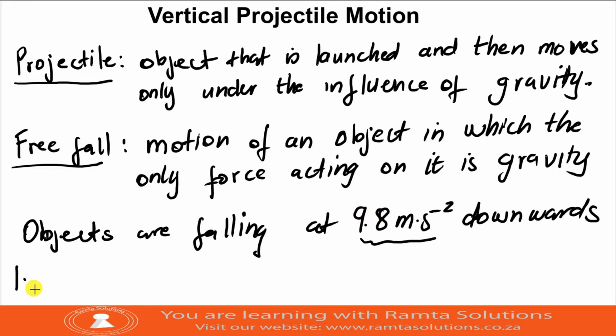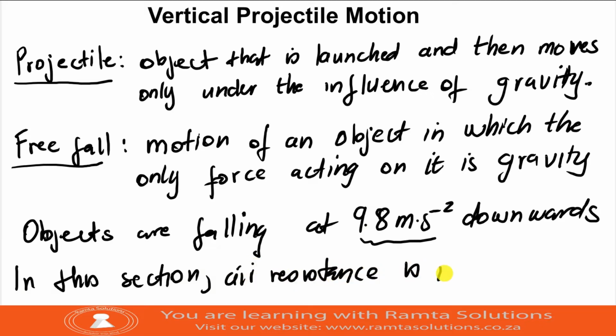In this section, air resistance is ignored. So why are we ignoring air resistance? We know that air resistance is proportional to velocity. What I mean is that the faster the object, the greater the resistance the object will experience. So we are assuming that we don't have air resistance. When air resistance is negligible, we ignore it, and only gravity will affect the motion of an object.